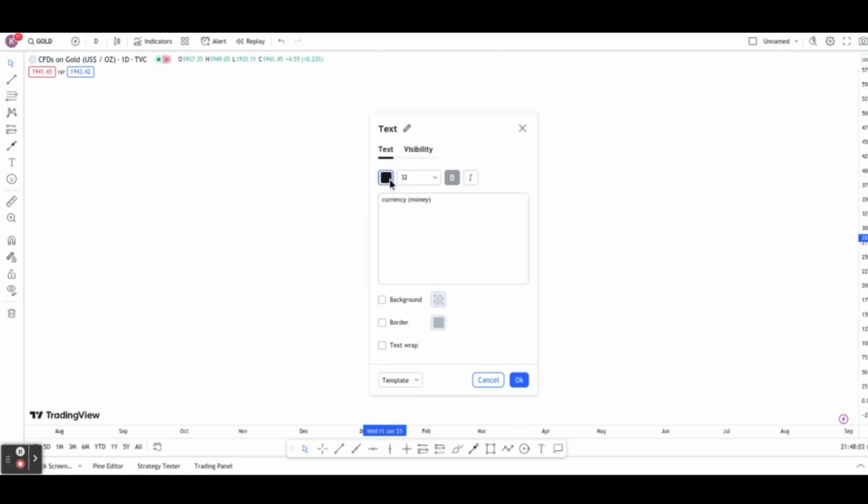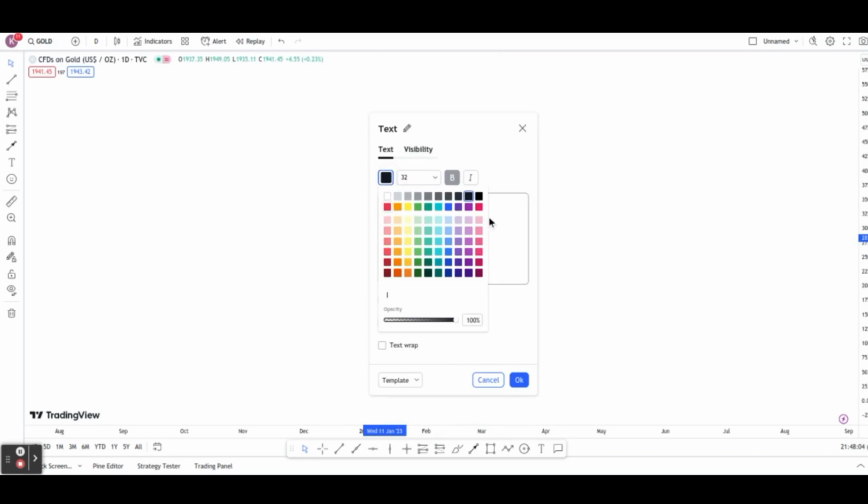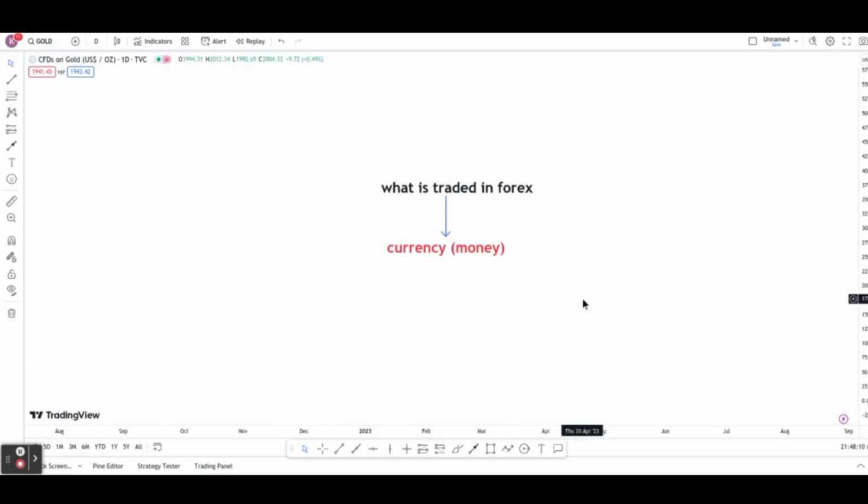So, let me differentiate it. We trade money. Now, how do we know the currency to trade? That is a major question.